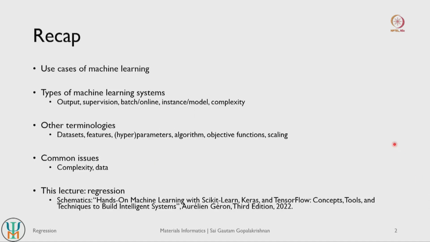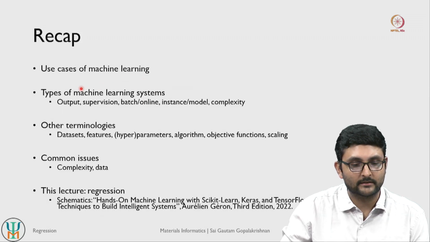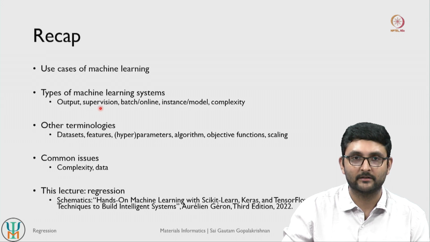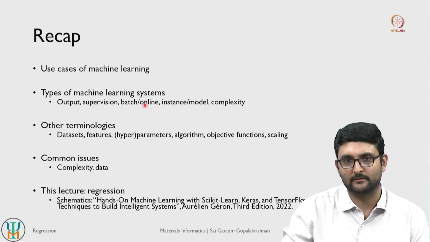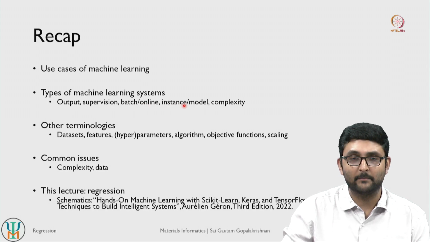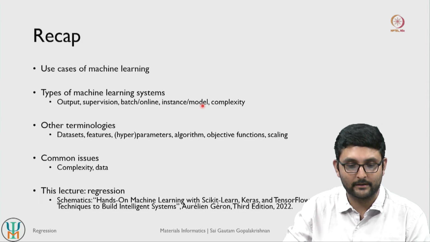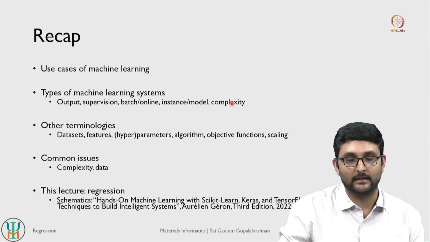So just to provide a recap of what we discussed in the last lecture, we spoke about some use cases of machine learning which can actually help humans in solving more complex problems. We also discussed several types of classifying machine learning systems, right from the type of output they predict, how much human supervision they require, whether they learn in batch mode or online mode, so singular data, whether they memorize all the data or try to learn some fundamental mathematical relations or equations, and how complex the models are.